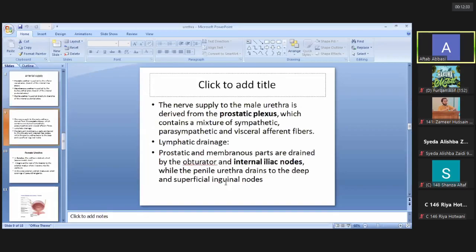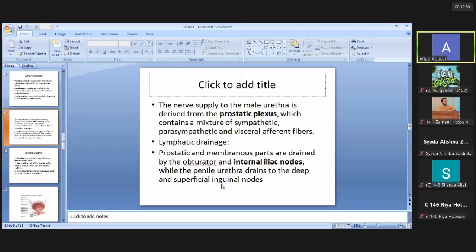The nerve supply of the male urethra is by the prostatic plexus. When we apply that term, plexus means it's a network of nerves that contains a mixture of sympathetic fibers, parasympathetic fibers, and visceral afferent fibers.